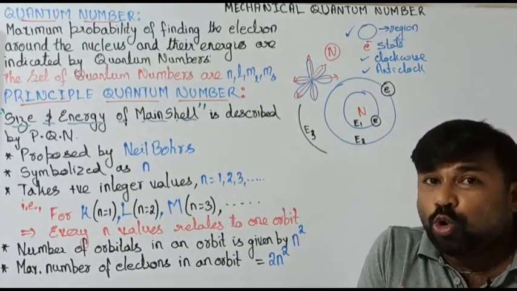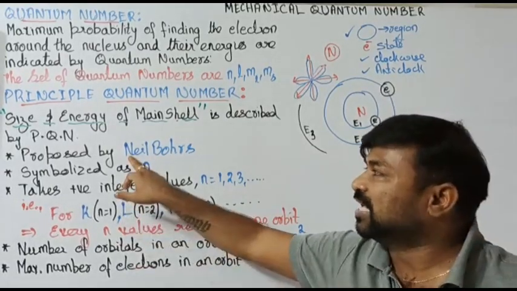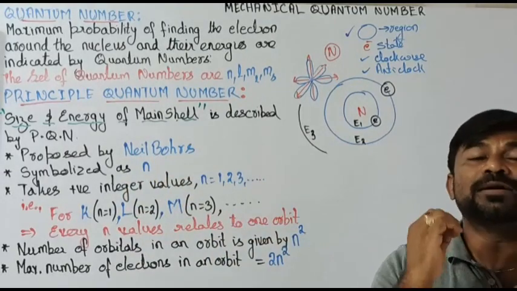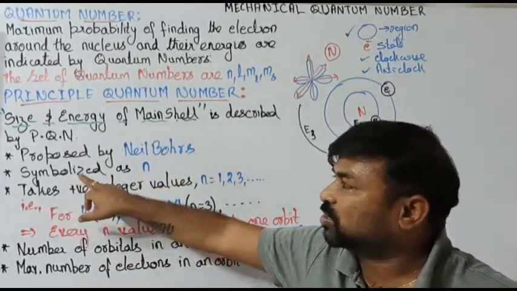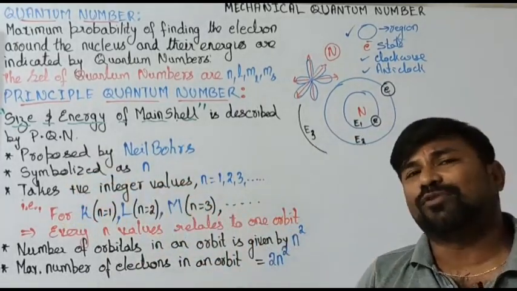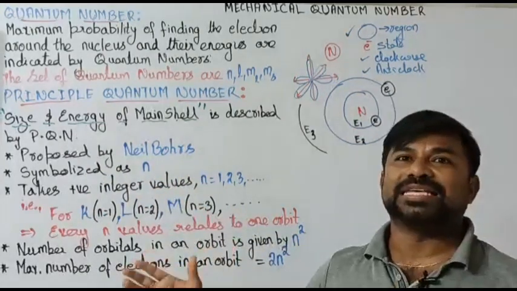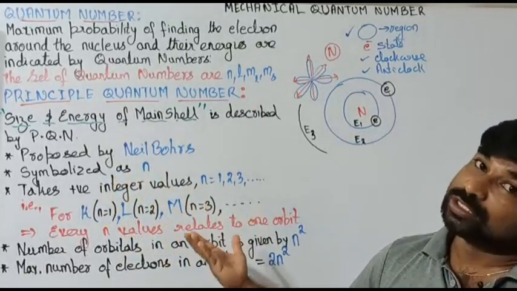Now the second one: who has proposed this principal quantum number? We are supposed to remember it is our great Niels Bohr. Niels Bohr has proposed the principal quantum number. Now let's come back to this one. What is the symbol of the principal quantum number? The principal quantum number is symbolized by the letter small n.